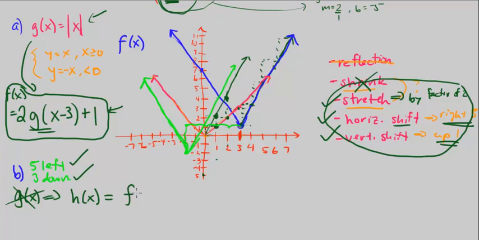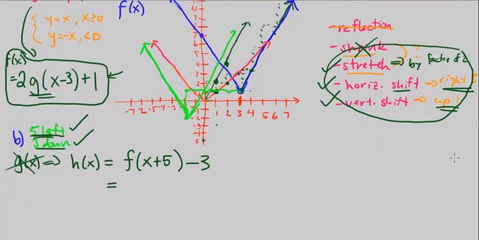down 3. So that's going to be f of, and then the input shifts left, so that's left 5, that's plus 5 here, right? And then down 3 is minus 3 here. And if we put that in terms of g of x, in our absolute value function, well, if f of x is 2 times g of x minus 3 plus 1, well, what is f of x plus 5 minus 3? So let's go ahead and do that.